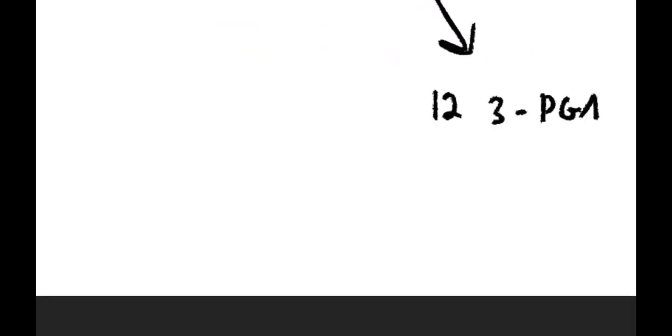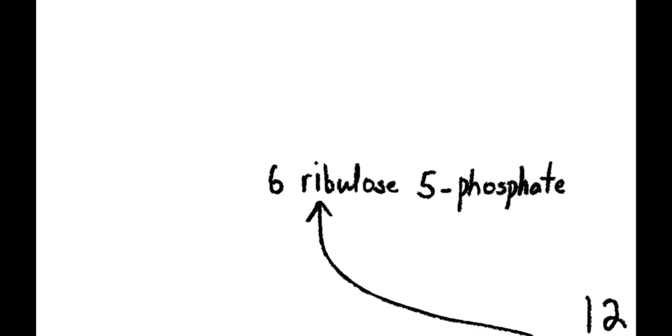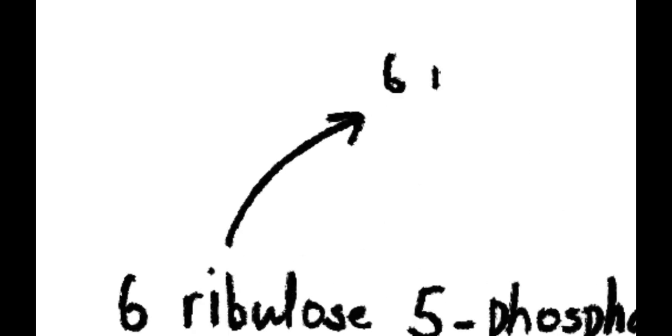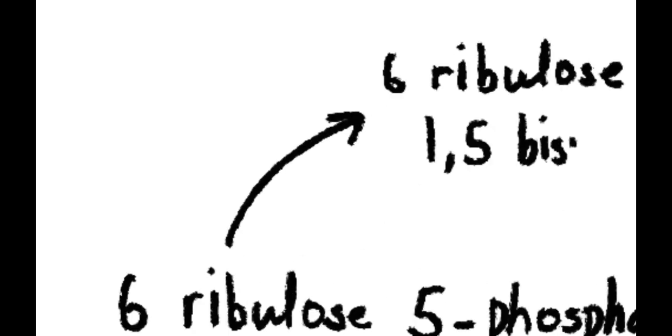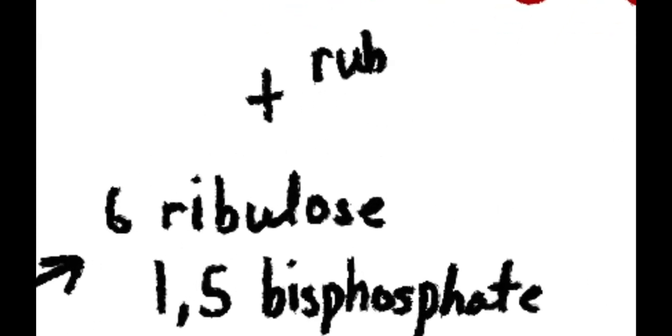Next, we use the energy from phase 1 to take 3PGA and convert it into G3P. Two of the G3P molecules leave to be made into glucose. G3P then turns into ribulose 5-phosphate, which then converts into ribulose 1,5-bisphosphate, which then combines with Rubisco, which activates the cycle to begin again.